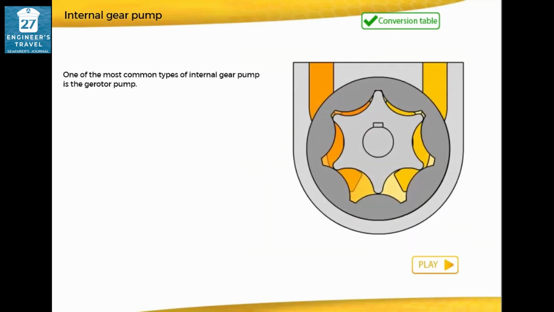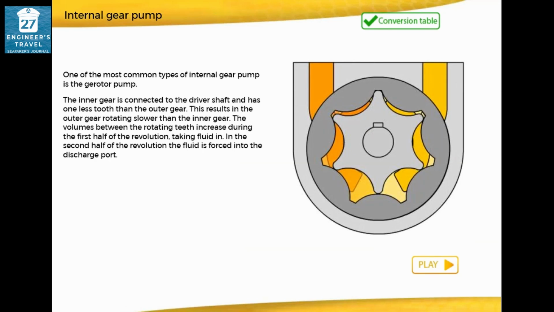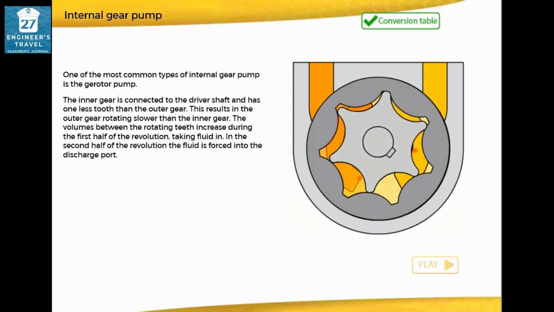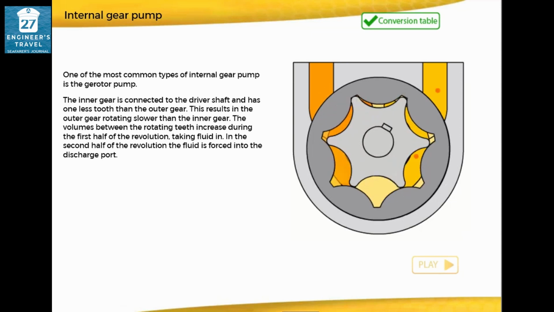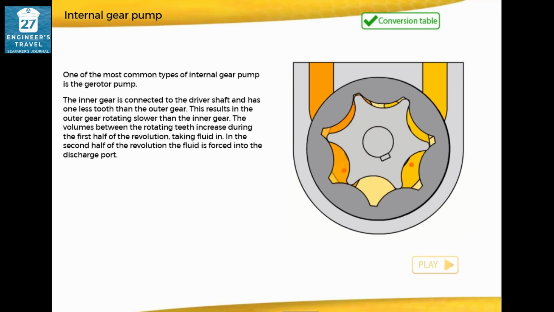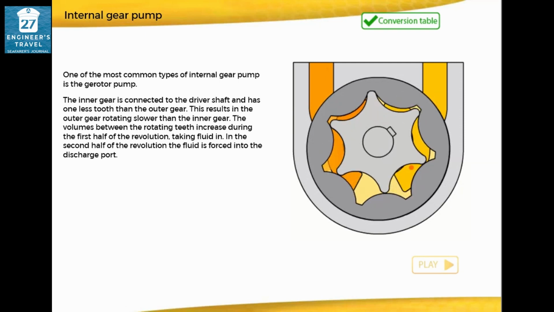One of the most common types of internal gear pump is the gerotor pump. The inner gear is connected to the drive shaft and has one less tooth than the outer gear. This results in the outer gear rotating slower than the inner gear. The volumes between the rotating teeth increase during the first half of the revolution, taking fluid in. In the second half of the revolution, the fluid is forced into the discharge port.